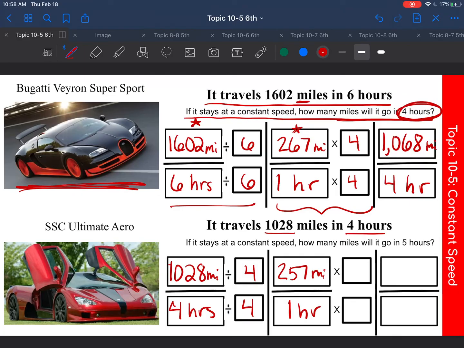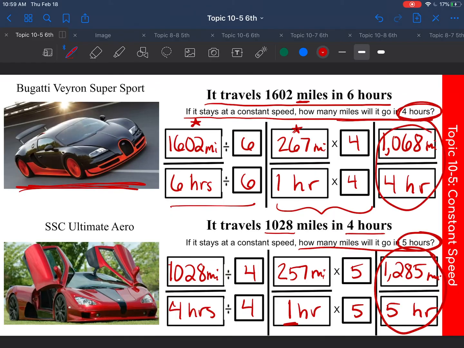And now we can figure out how many miles it will go in 5 hours because we have that 1 hour, so we can multiply by 5 to get to 5 hours. Whatever we do to the bottom, we can do to the top. And we end up getting 1,285 miles. So that is our new equivalent rate. Same thing with that.